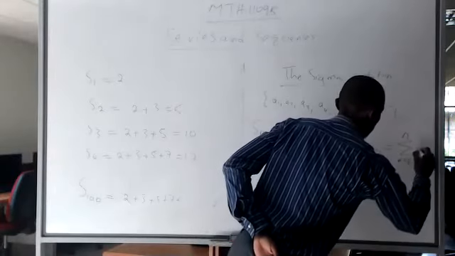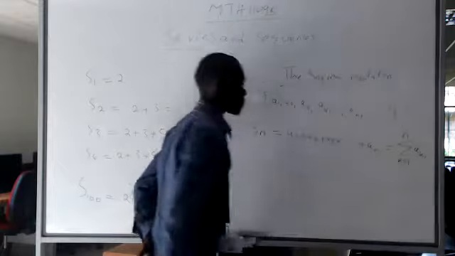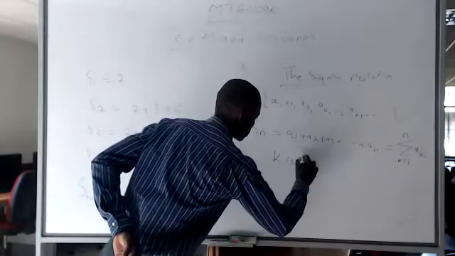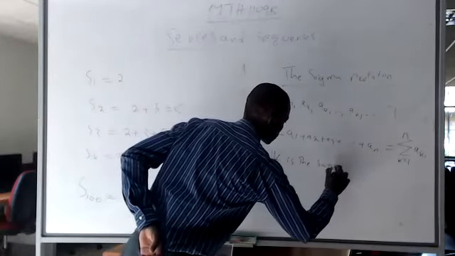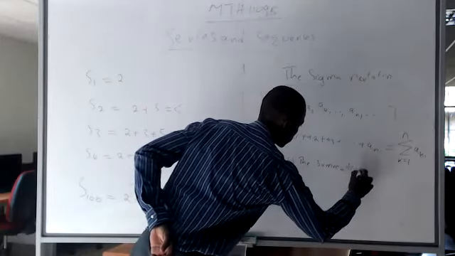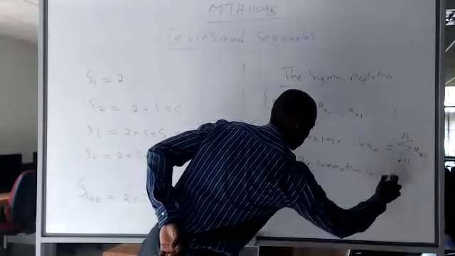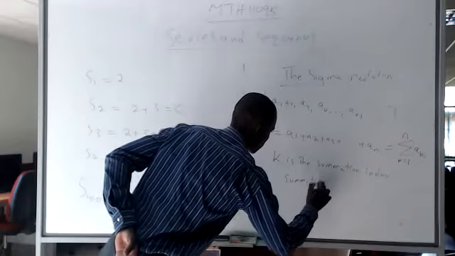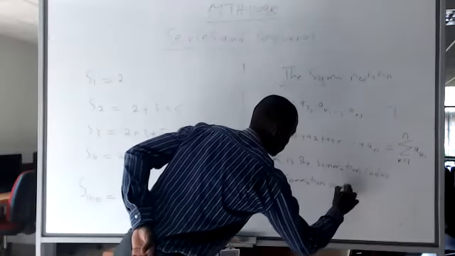We are summing ak. So in this case, k is the summation index. Some books call it summation variable.